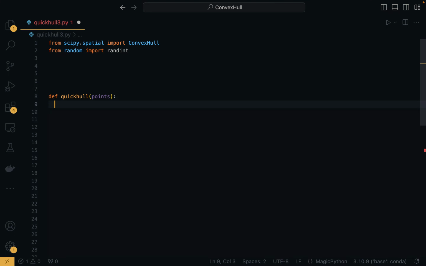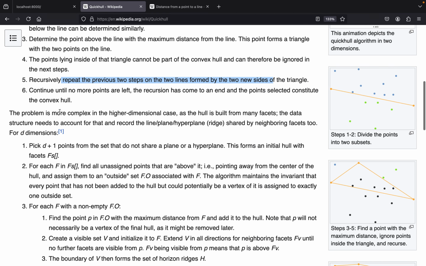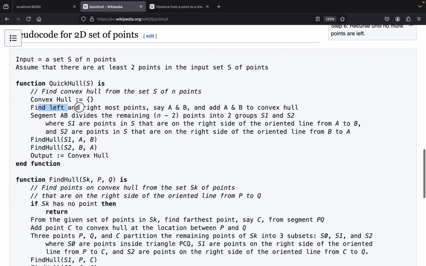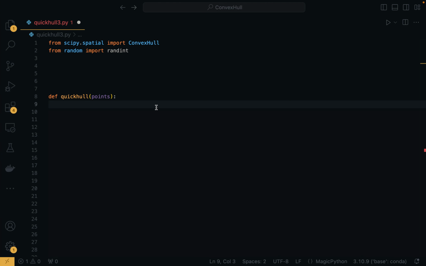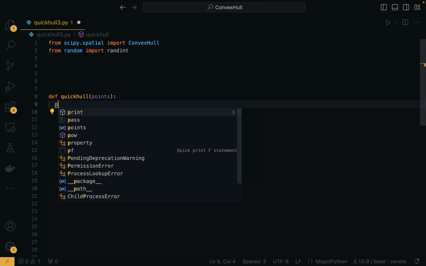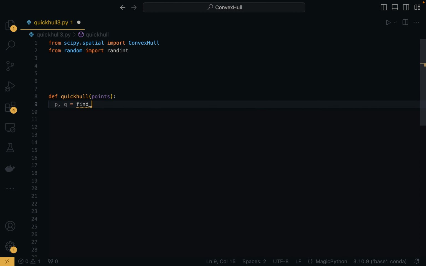Okay, so the first part of the algorithm says, if we use pseudocode, find the left and rightmost points. Okay, we can do that. So let P and Q equal find, maybe we'll call it min and max points.